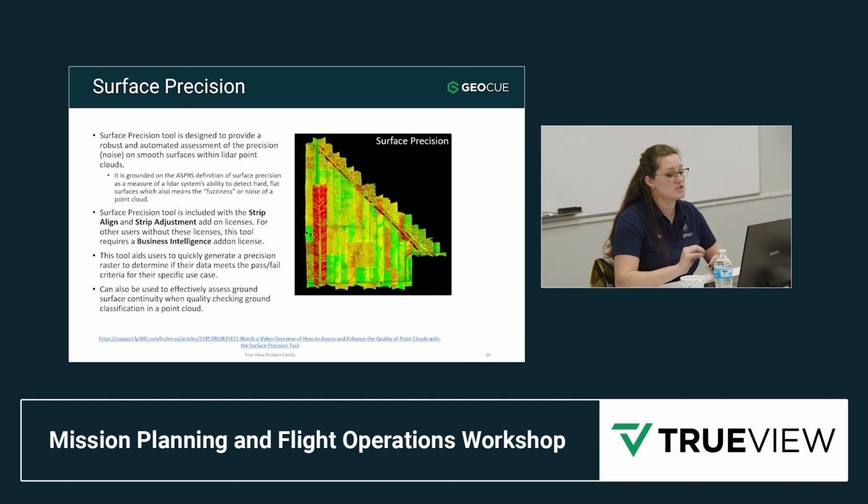Now basically what this is generating is a raster based on a pass-fail threshold that you can specify. We do have several defaults available, but there is also a customized option, and we will look at that a little later today. In addition to assessing if you need to run strip alignment or not, you can also use the same tool to assess the continuity of your ground surface after you have performed classification. So it can help you identify any areas where low noise or something like that may have been included in the ground surface.